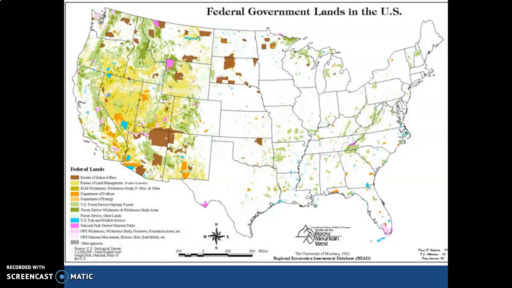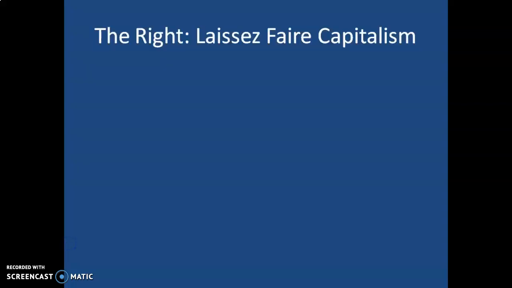Here's an example. You might be surprised at just how much public land there is in the United States. That is land that is owned by the national federal government. Any color you see there is government-owned land. It's a lot, especially out west. And that doesn't even include state-owned land. This is federal land that is owned. It's a lot.